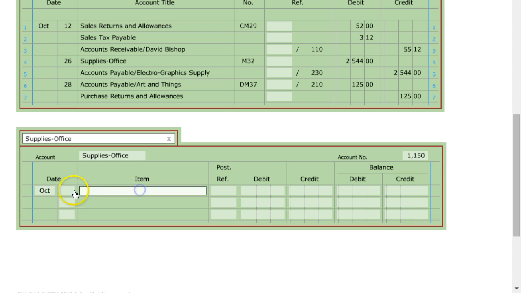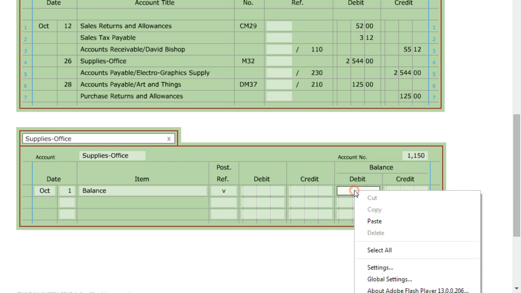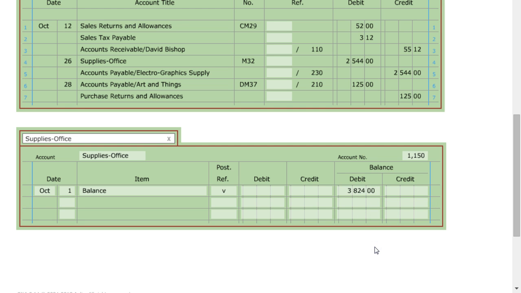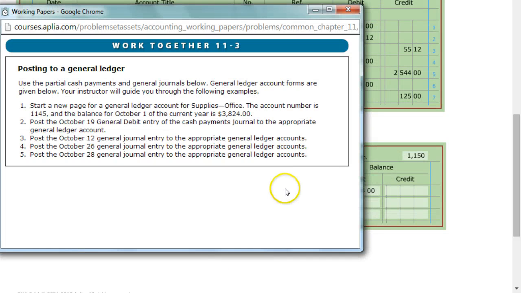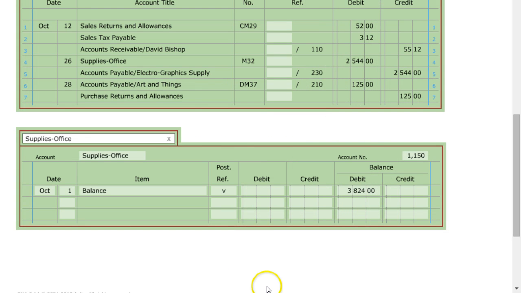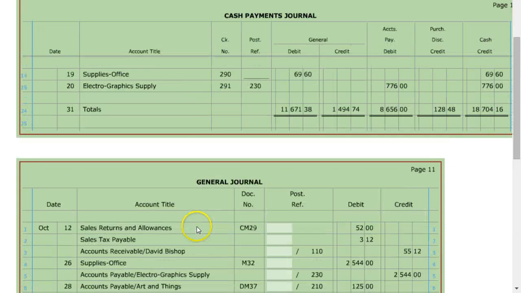It's an asset. So we're going to put down the date, sorry, the word balance, and then we're going to put a check mark. Notice in the balance columns right here, we have a debit and a credit balance column. The reason why is because there are accounts that will have debit balances, and there are accounts that will have credit balances. And we know that supplies is an asset, and it's going to have this particular balance right here.